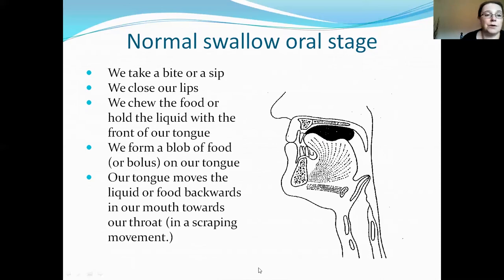We chew the food, or we hold the liquid with the front of our tongue, and we form the food into what we call a bolus, a blob, on our tongue. So our tongue here comes up at the front and moves the food or the liquid back towards the throat, and that's done in a scraping motion. And the time taken for this oral stage depends mainly on the food or the drink that you're having and its consistency. So that will depend on what you're actually having.